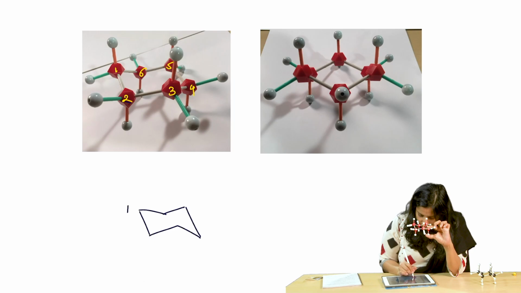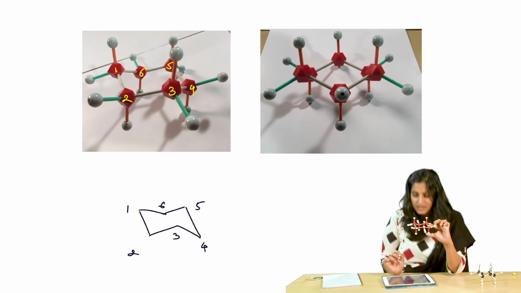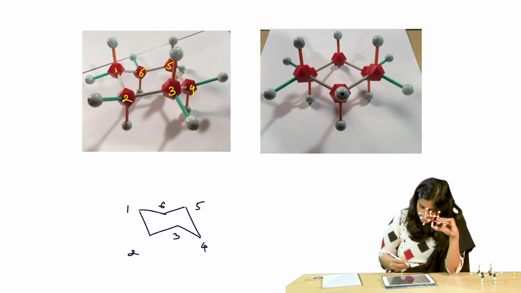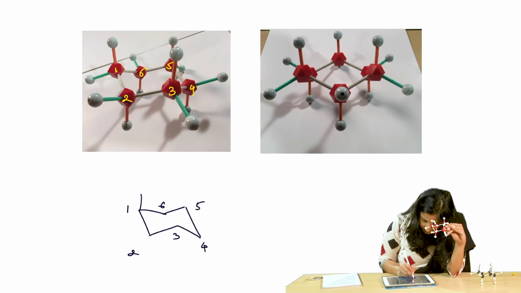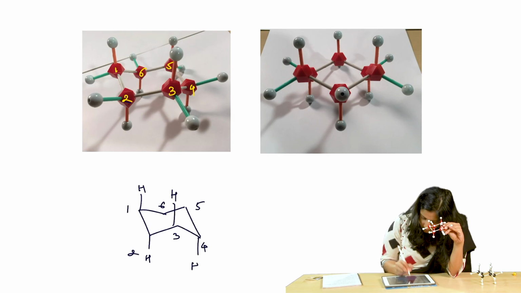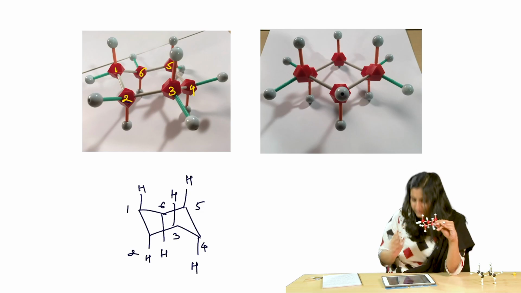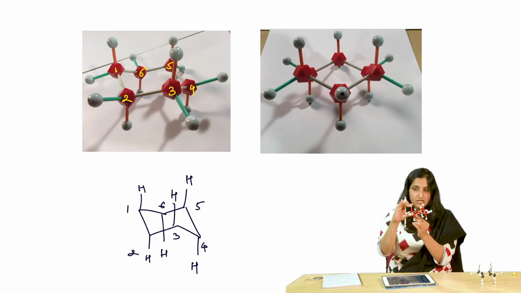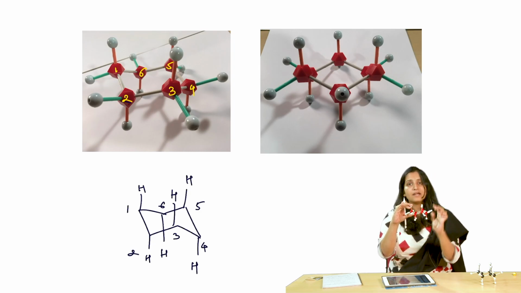Okay, so, I have 1, 2, 3, 4, 5 and 6, and on carbon number 1, as you can see, the vertical bond CH goes up. On carbon number 2, it goes down. On carbon number 3, it goes up again, then down, then up and then down, right. So, as you can see, these vertical bonds, which are axial bonds, alternate as up and down on all the carbons.